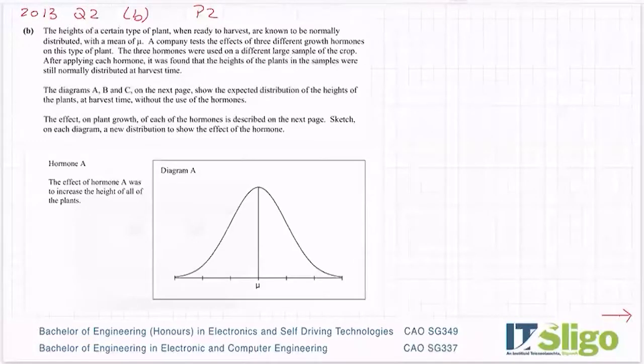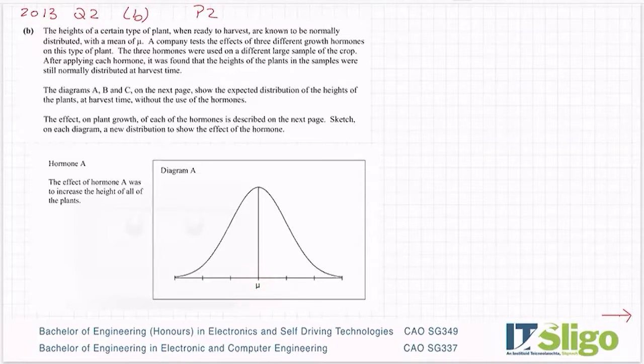Right, let's have a look at this question. Question 2, paper 2, Stats Normally, paper 2, 2013. So the heights of a certain type of plant, when ready to harvest, are known to be normally distributed with a mean of mu. You can see it on the diagram here. It's the typical bell shape we would have expected, and mu is the value in the middle.